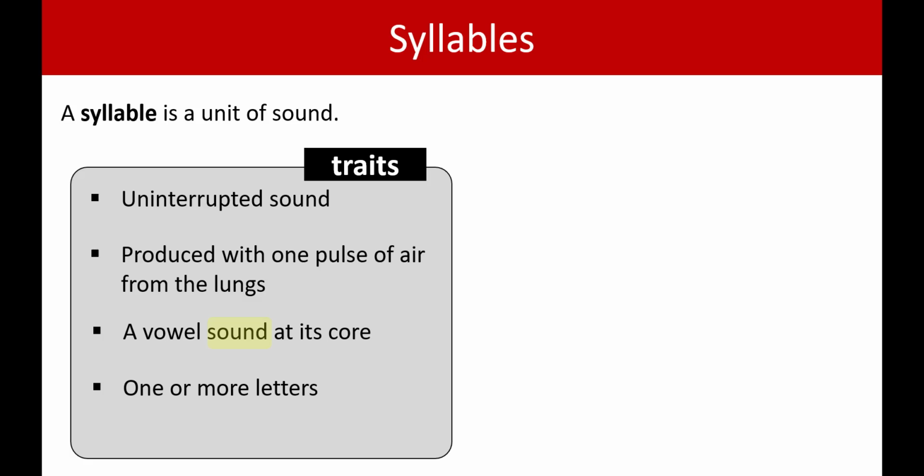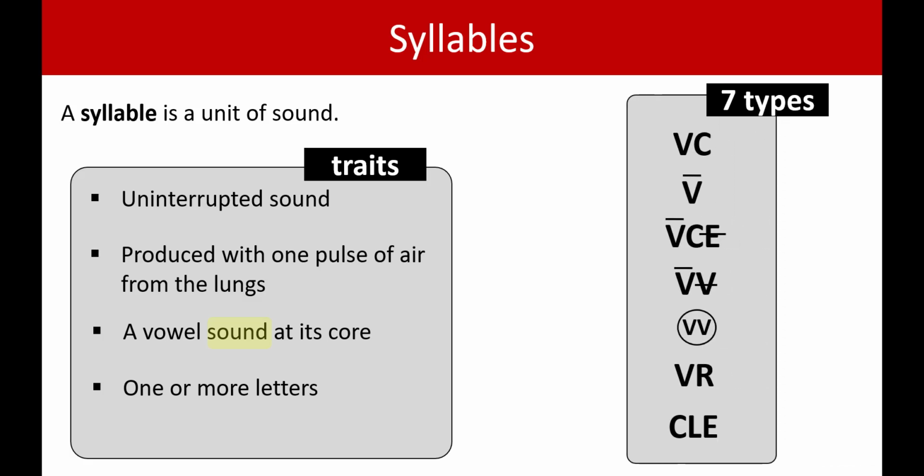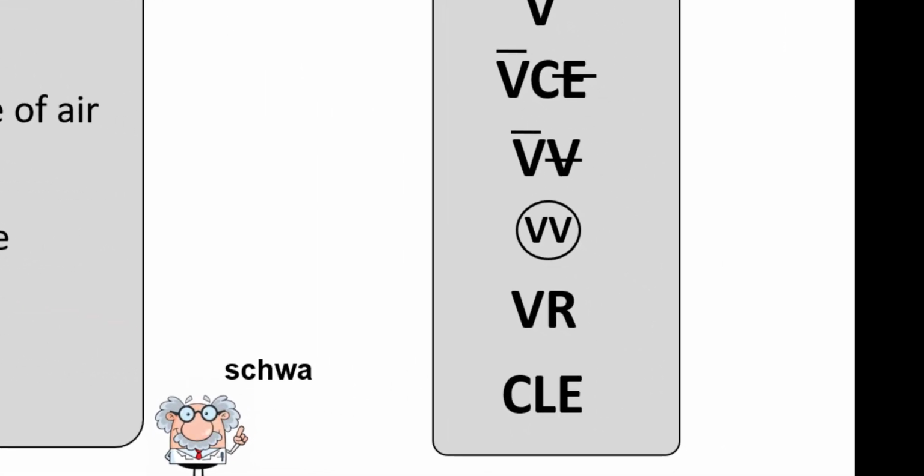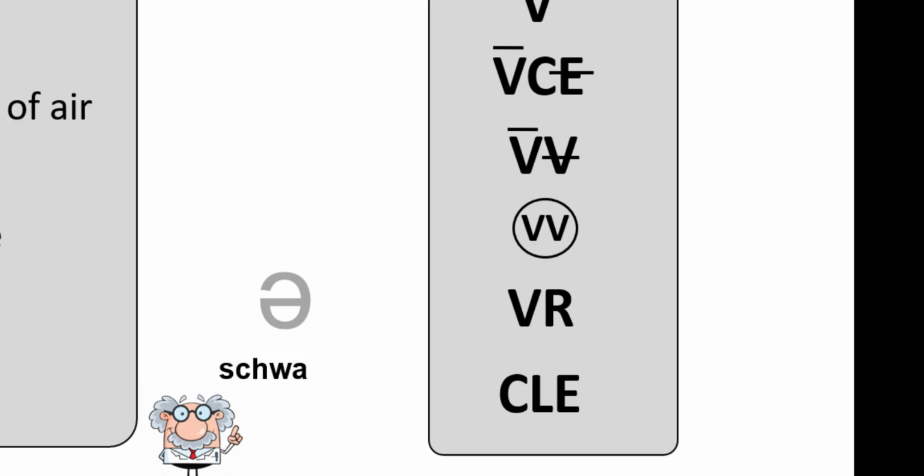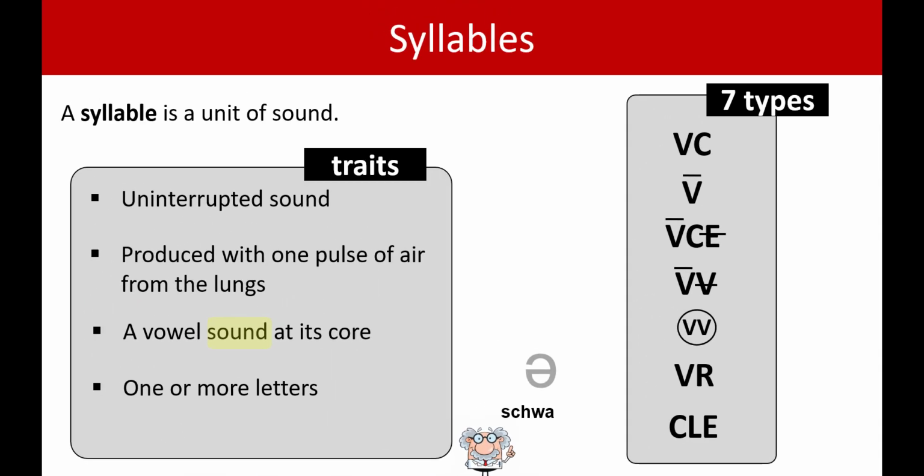And there are 7 types of syllable. The last thing to say is that the vowel sound might be a thing called a schwa. And a schwa is represented by an upside down E. And it sounds like this. And that sound can be produced by any of the 5 vowels.